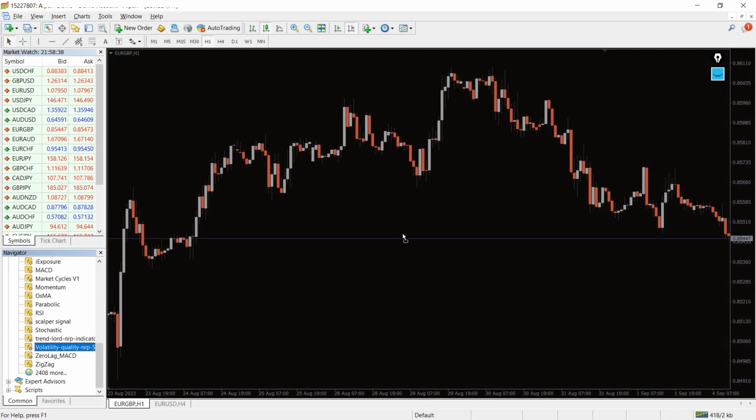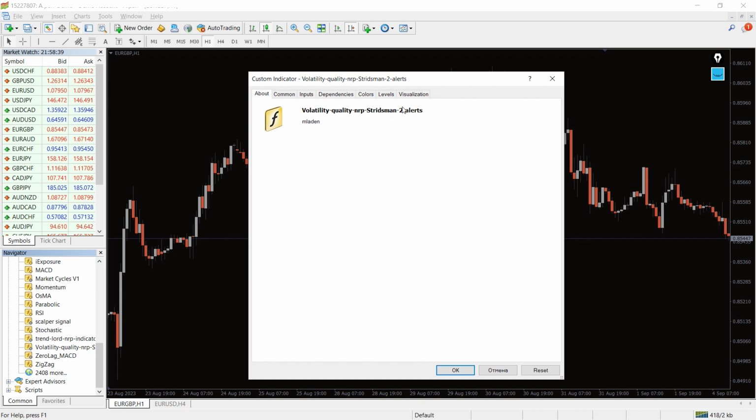To run this indicator, simply drag the Volatility Quality Indicator NRP from the indicator list to your MT4 chart, and please don't forget to click on Load Imports in the settings window.